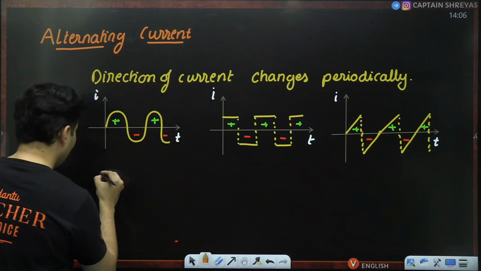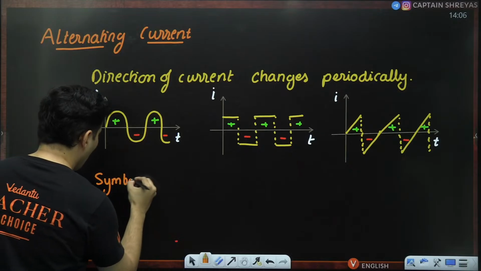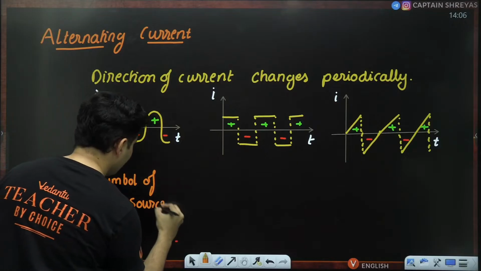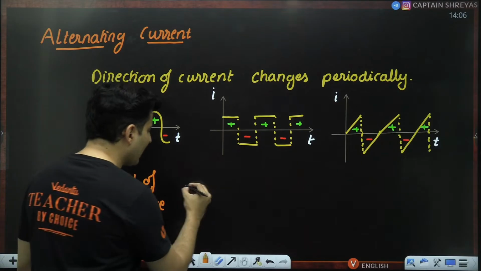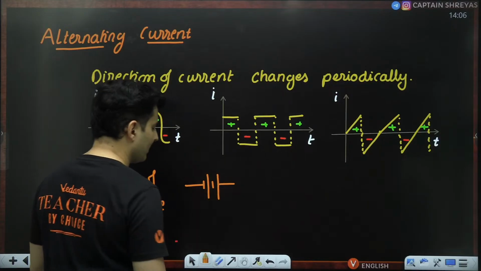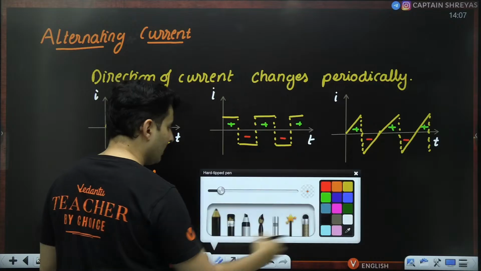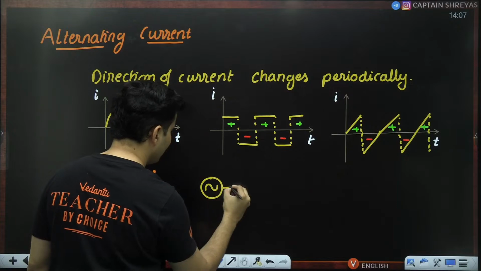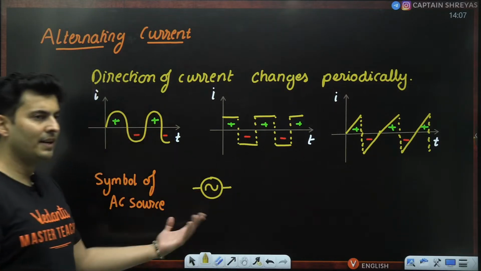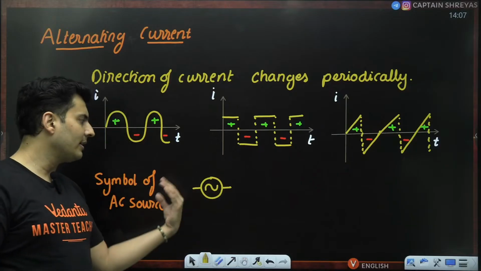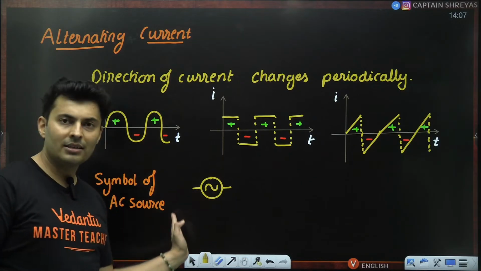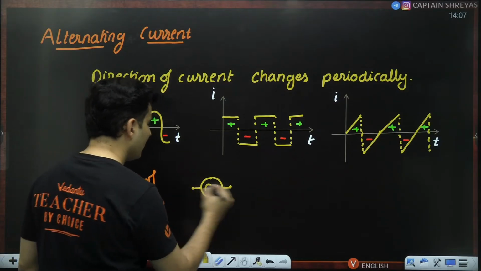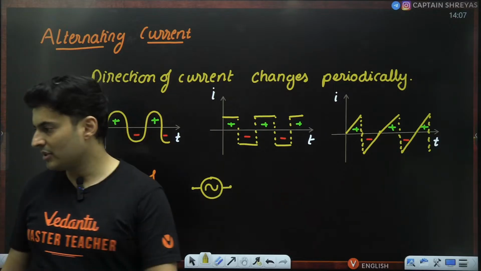Now, the symbol of an AC source. Like for a battery which supplies voltage, you use this symbol. For AC, the symbol goes like this: you show a circle and show a small wave like this. That's it. Remember, there is nothing like positive and negative for an AC, because alternately one terminal will be positive, then negative, then this will be positive, that will be negative. So this is basically the symbol for your AC source. I hope this is absolutely clear.